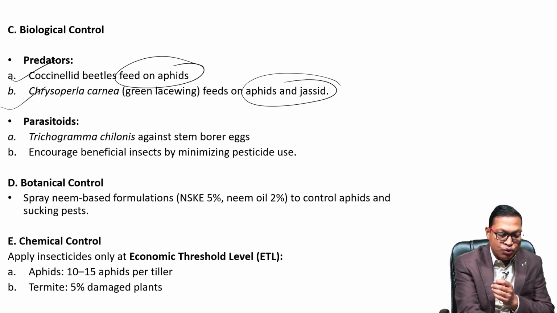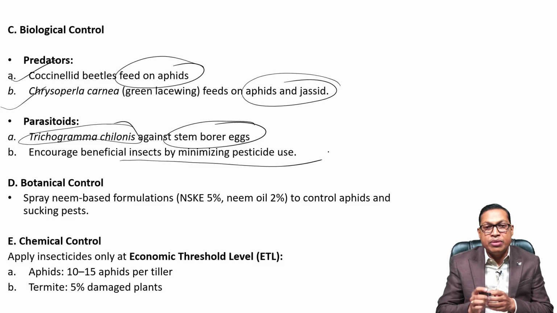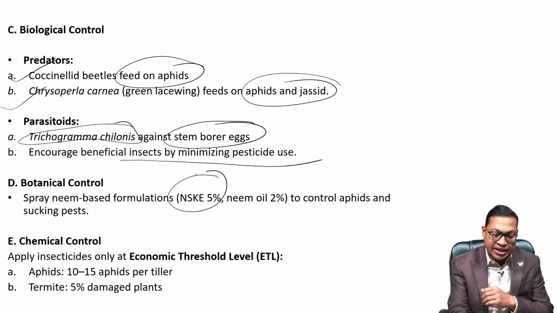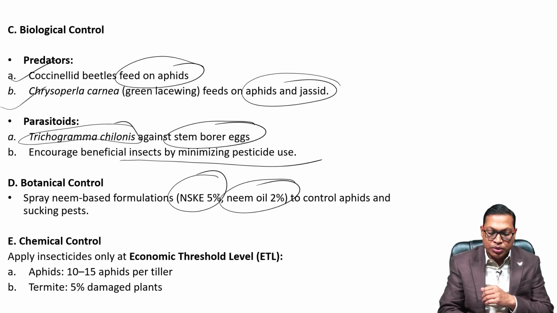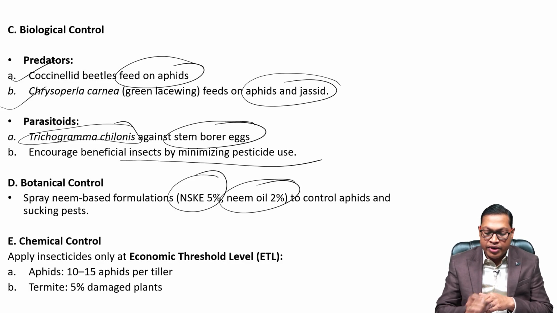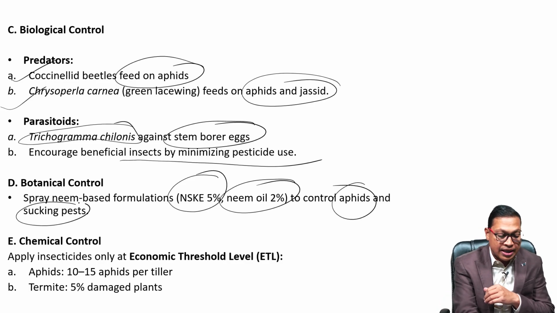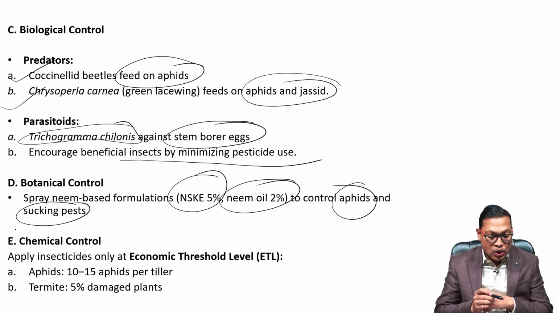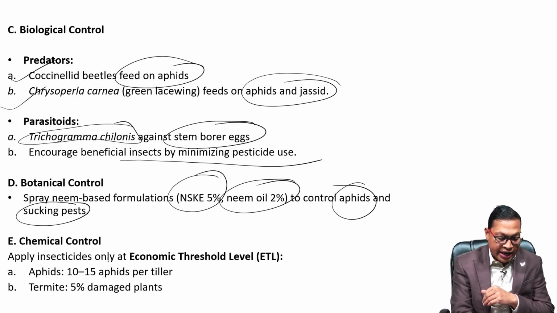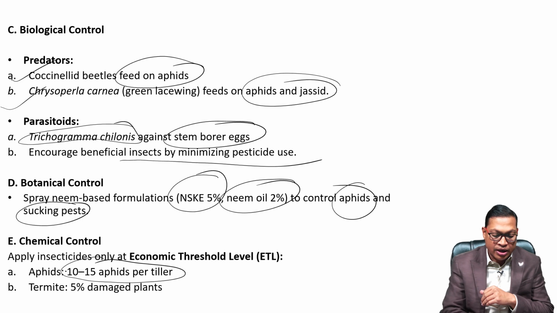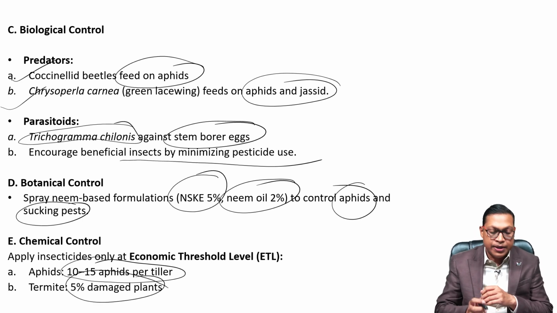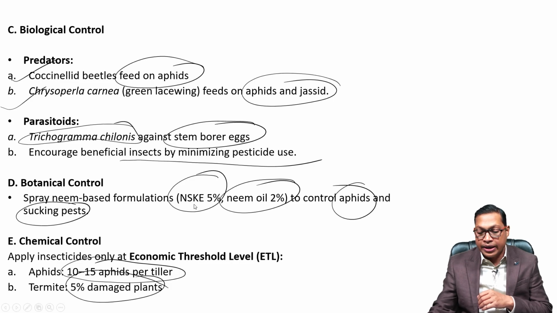Then we can use parasitoids like Trichogramma chelonis against the stem borer eggs, and encourage beneficial insects for minimizing pesticide use. Then botanical, again NSKE or neem oil 2%, will be very helpful for controlling aphids and sucking pests. Then chemical control: if there are 10 to 15 aphids per tiller, then we can go for chemical control. If termites are damaging 5% of the plants, then we will go for chemical control.